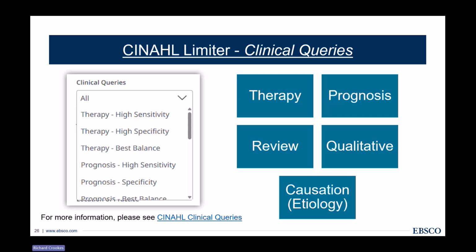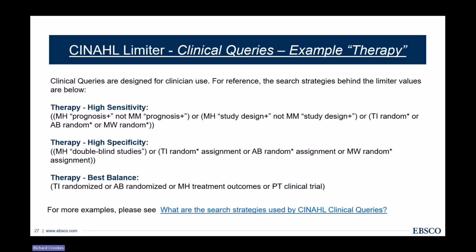So for each of these strategies, in relation to these research areas, there are command lines behind them. So you can see here the use of MH for the exact heading for CINAHL, the use of TI for title, AB for abstract, etc., and the various elements of syntax, such as the plus sign for exploding terms, the use of truncation as well. So again, this is an example with therapy and the search strings behind those 3 strategies for that area.